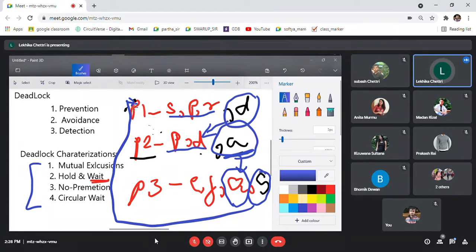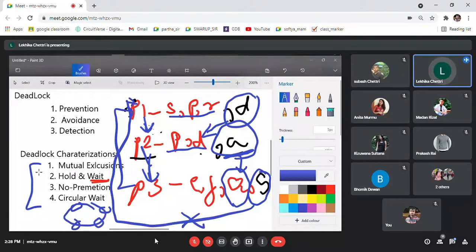S is with P1. So P1 is waiting for the resource that is with P2. P2 is waiting for the resource that is with P3. And P3 is waiting for the resource that is with P1. That means we have created a circular wait. This one is waiting for this one, and this one is waiting for this one. The final is waiting for the starting point. So we have created a circular wait. Now we cannot break this chain because each one of these processes is waiting for another process to complete its task. This is called circular wait.